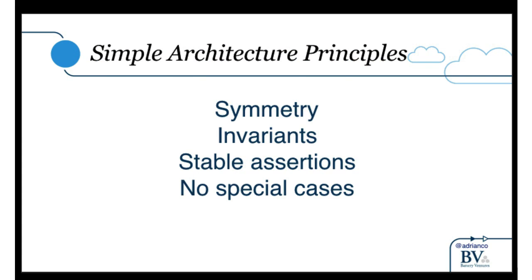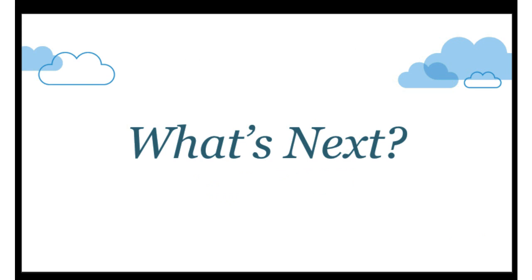There's a huge amount of symmetry in this system. There are a lot of invariants. We can say every region is the same. Every zone is the same. That gives a set of stable assertions, no special cases. That's a very powerful attribute that means that the architecture, even though it's got lots of moving parts, is actually extremely simple to manage and to think about.